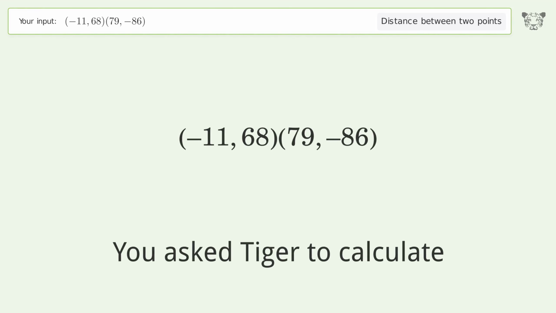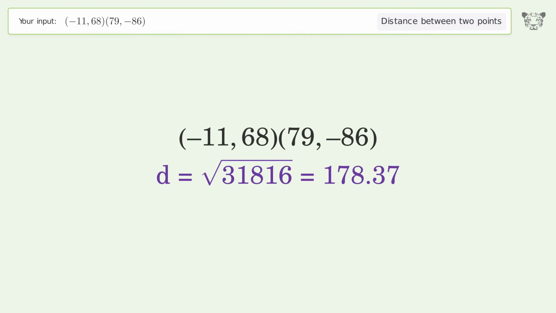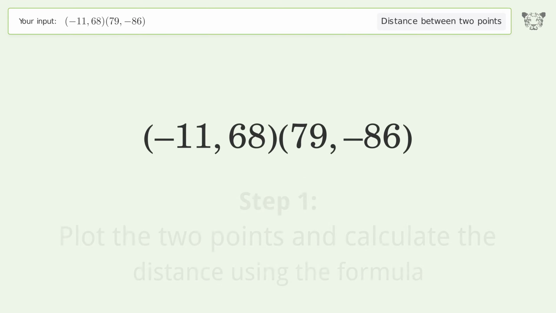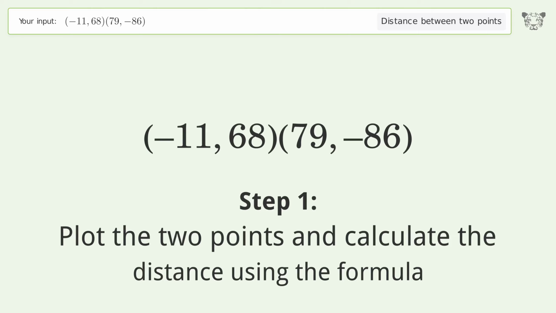You ask Tiger to calculate. This deals with the distance between 2 points. The distance between the 2 points is the square root of 31,816, or 178.37. Let's solve it step by step. Plot the 2 points and calculate the distance using the formula.